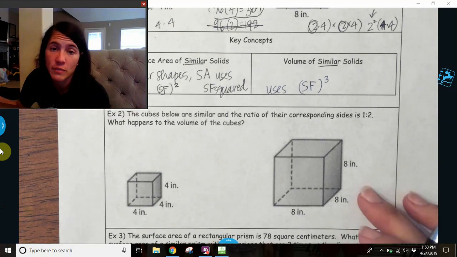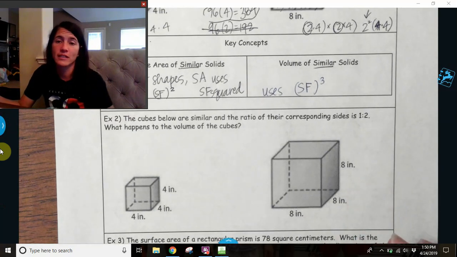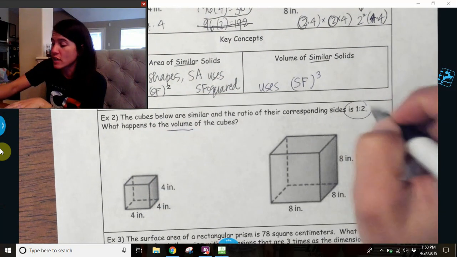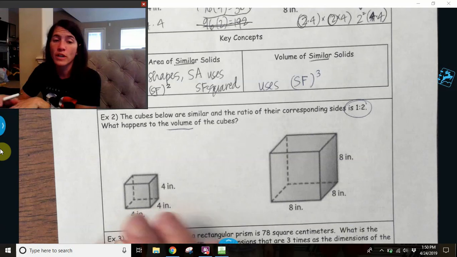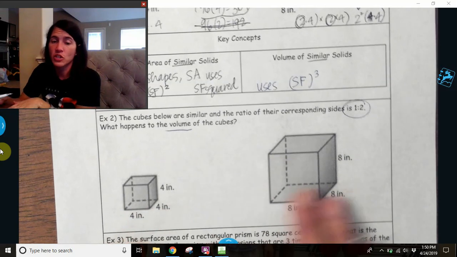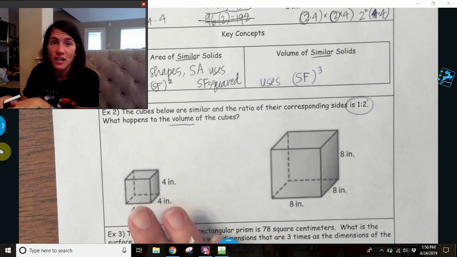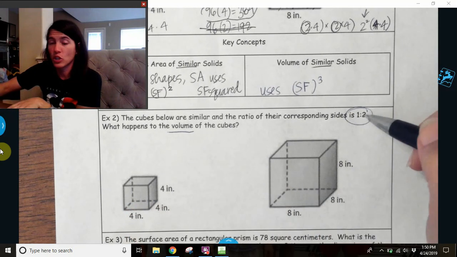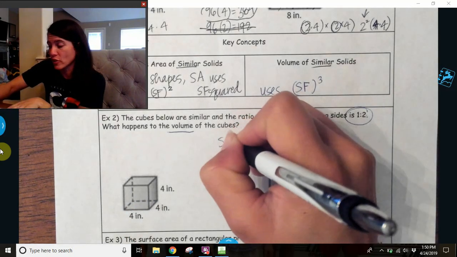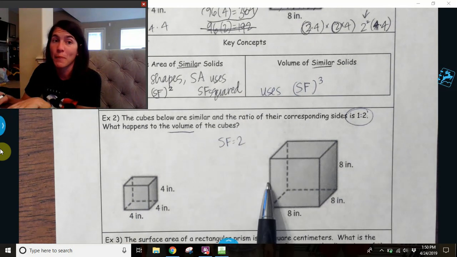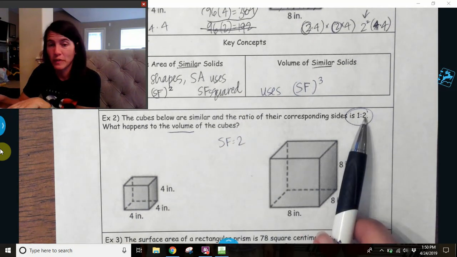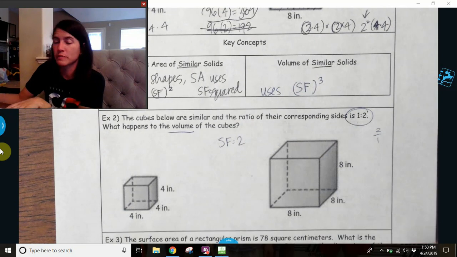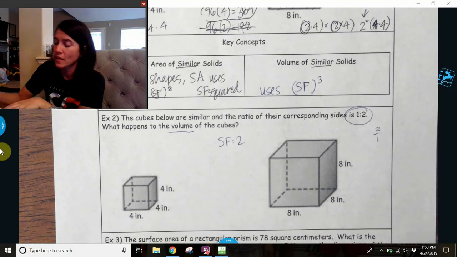The cubes below are similar and the ratio of their corresponding sides is 1 to 2. What happens to the volume of the cubes? Now, do you see we use the word ratio from 1 to 2? That means this is a size with, like, 1 part, and this is double, 1 to 2. 2 is double 1. So that means the scale factor is 2 because it's getting bigger by 2. You can always look at the ratio, and the scale factor will be the ratio upside down, or like opposite.